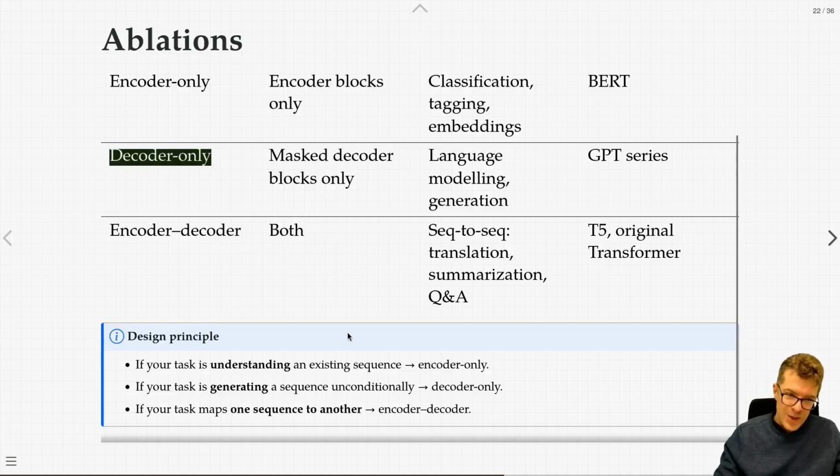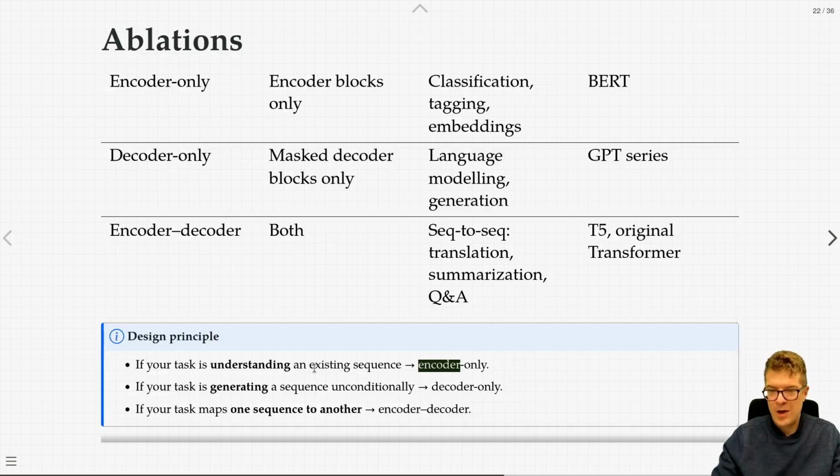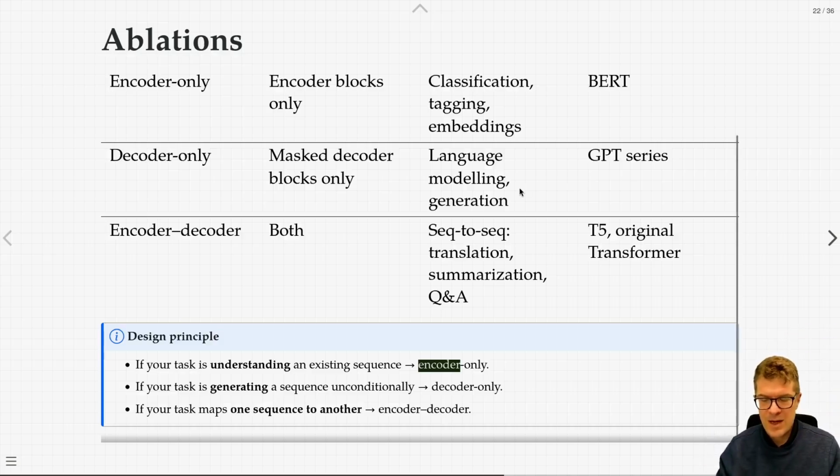The principle generally is if you want to understand a sequence, encoder-only should be used. If you want to generate outputs like in a chatbot, you might use decoding. And if you want to map one sequence to another, you might use encoder-decoder. But just like so many other things in machine learning, you should do the experiment yourself, because sometimes you might get really good performance using something that's a lot simpler.